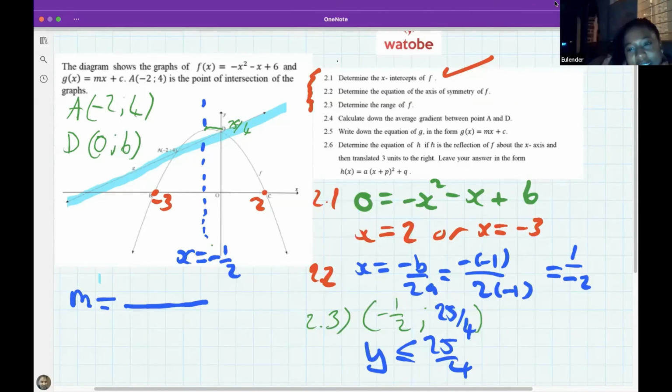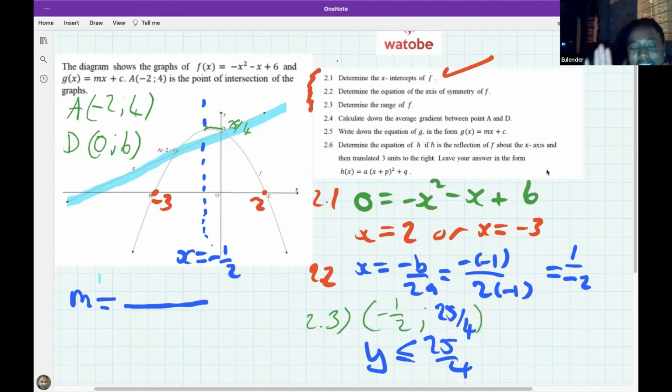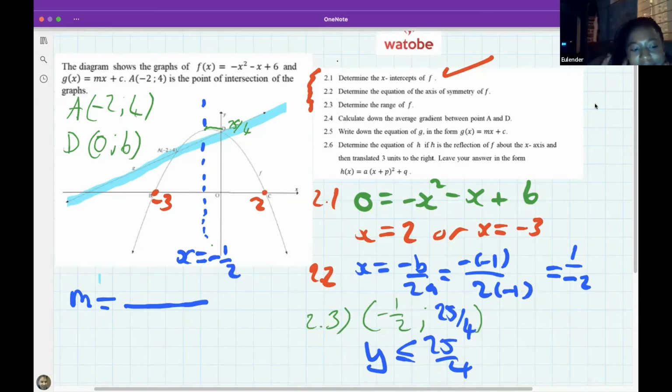We can do this, guys. We can do it. All these marks. Imagine a bag. In the bag.